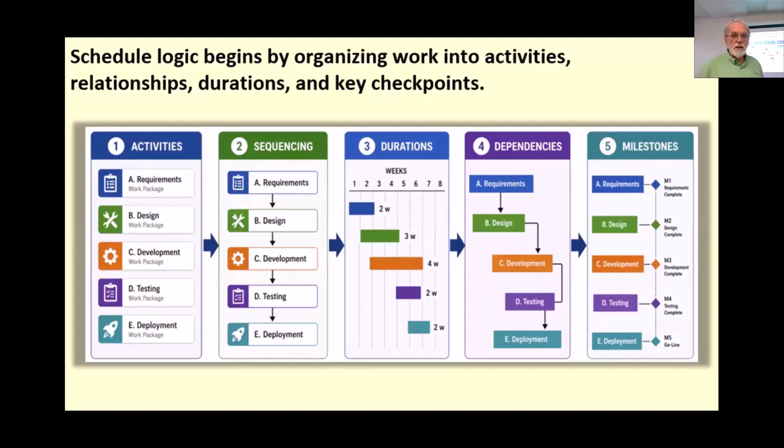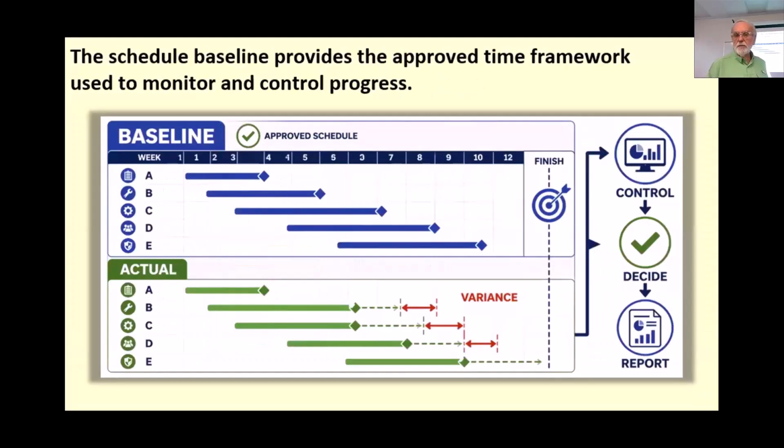So when we take all these things together, all these elements create the logic underneath the schedule: how everything's connected, what time durations things should take, and what kind of benchmarks or milestones we need to make. Before the team can monitor progress or control variance, it needs a schedule built on clear activities, realistic timing, and visible relationships. Schedule baseline provides the approved time framework used to monitor and control progress.